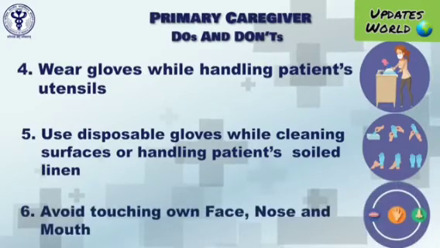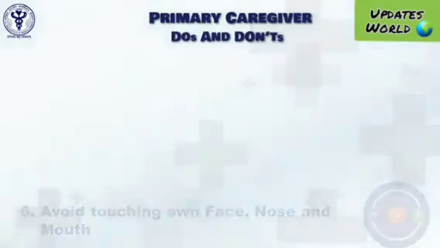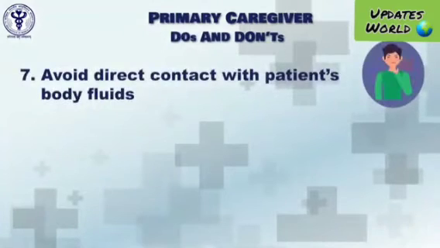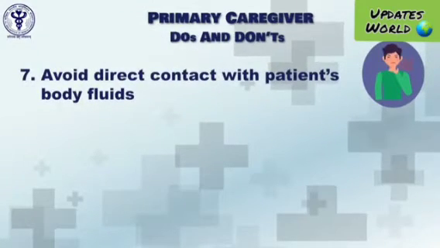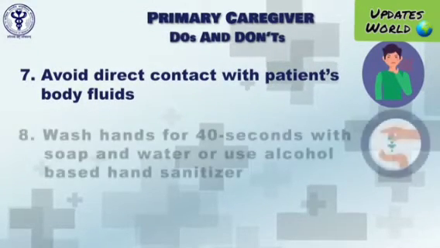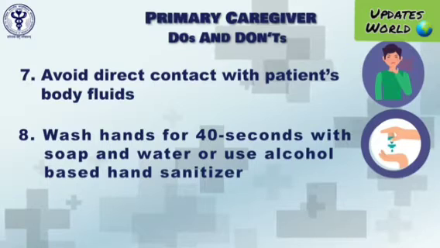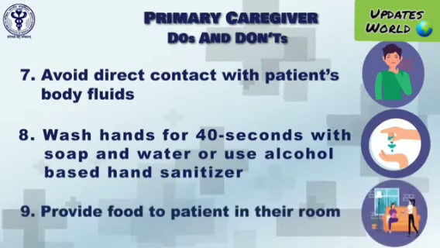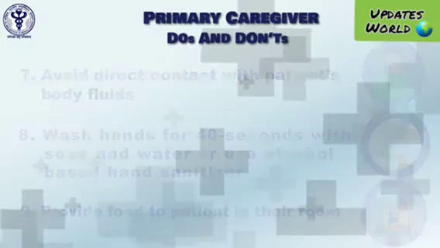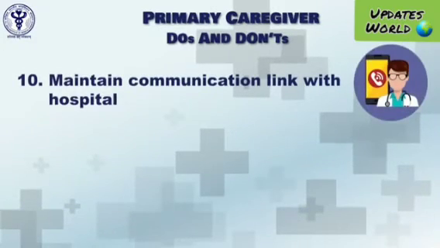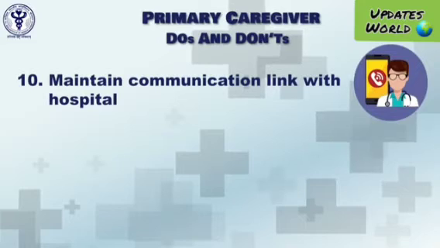Avoid touching their own face, nose and mouth. Avoid direct contact with the patient's oral or respiratory secretions. The primary caregiver should regularly wash hands with soap and water for 40 seconds or sanitize them with an alcohol-based hand sanitizer. Provide food to the patient in their room. And establish a communication link between the caregiver and the hospital.